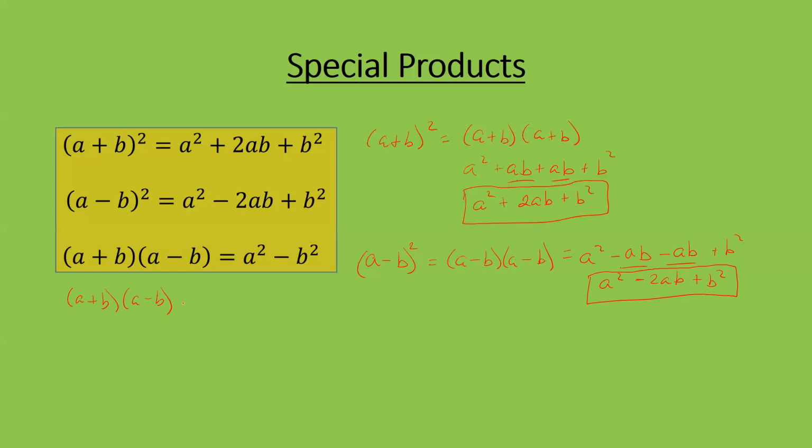Finally, the last one, (a plus b) times (a minus b). This is another common multiplication that occurs. Well, a times a is a squared. A times negative b is minus ab. Positive b times positive a is positive ab, and b times negative b is minus b squared. And you see that ab and negative ab cancel each other out, and so our final answer is just a squared minus b squared. This is sometimes called the difference of squares formula, precisely because the answer ends up being something squared minus something squared.